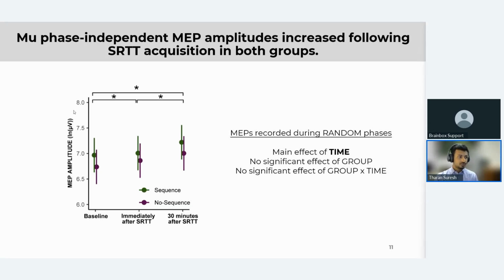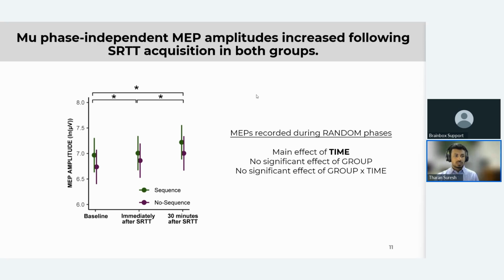So in this figure, we see MEP amplitude plotted along the y-axis and the time of recording on the x-axis. We see that at baseline, immediately after serial reaction time task, and 30 minutes after. And we see that MEPs increased generally. We see a main effect of time, and there was no effect of group or a group by time interaction. So MEP amplitudes increase from baseline to immediately after, from immediately after to 30 minutes after, and also from baseline to 30 minutes after.